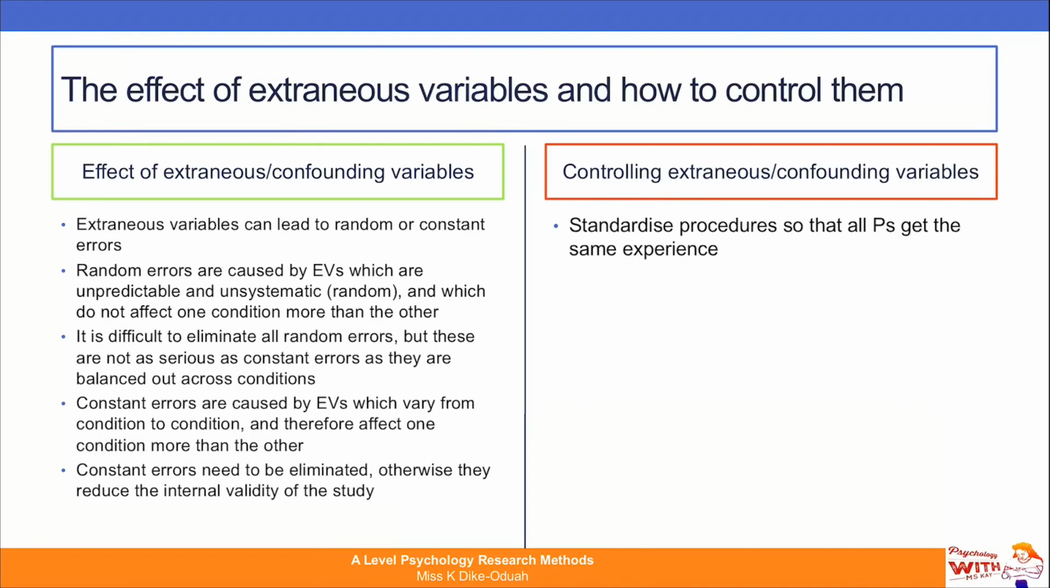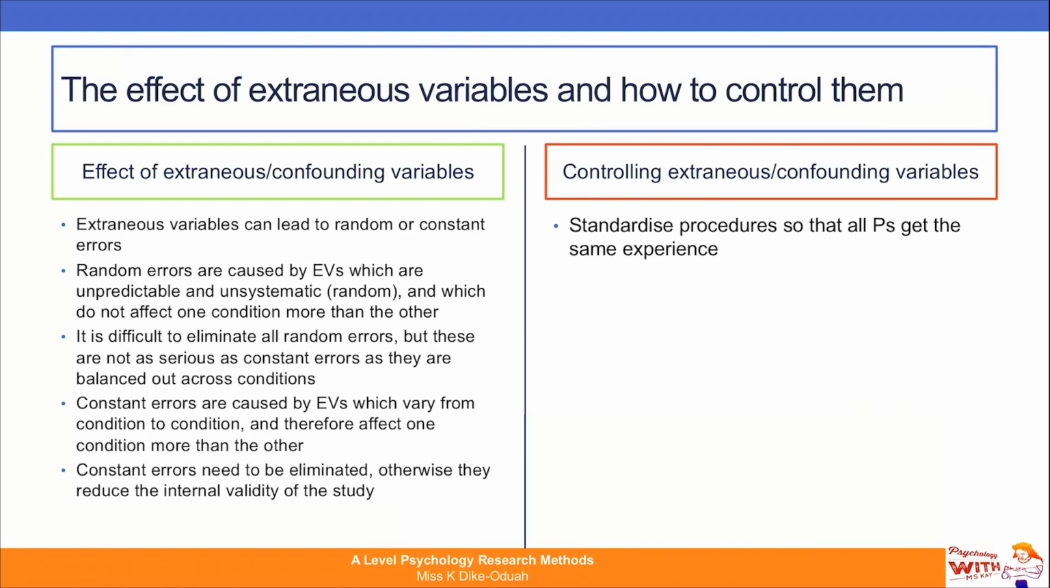A constant error could be one whereby you're in a psychology classroom, you're giving students a test on psychology, and there are lots of posters on the wall which give them hints about the test. If you don't control for that, that would be deemed a constant error. So if every single condition still had the posters on the wall, you haven't removed it, that would be a constant error because it's something that you could have controlled for, it's something that you could have eliminated.